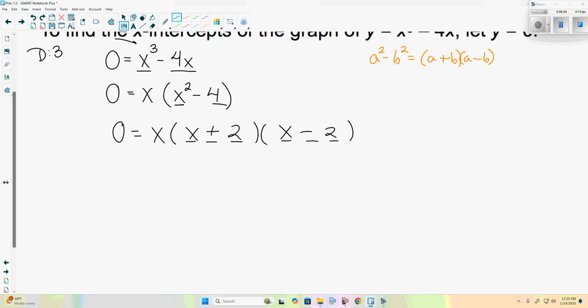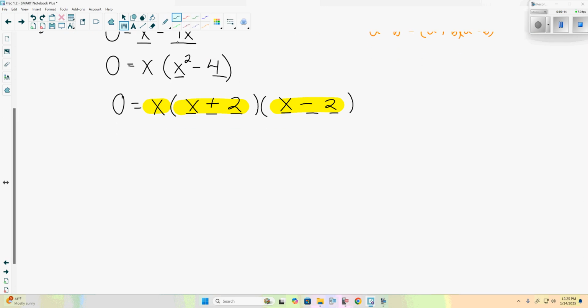Now the reason we factored this and wrote it out this way is now we have 1, 2, 3 things being multiplied together that equal what? 0. Whenever I multiply 2 or more things together and it equals 0, one of them has to be 0. So what it's telling us here is that either x is equal to 0, x plus 2 is equal to 0, or x minus 2 is equal to 0.